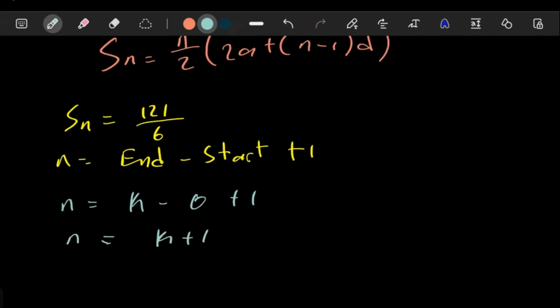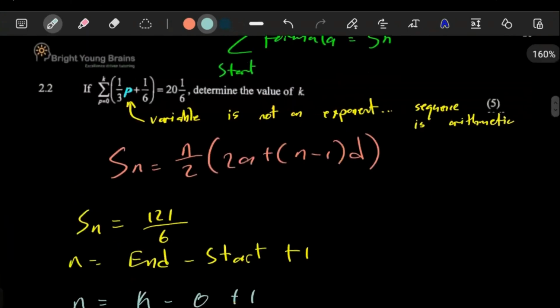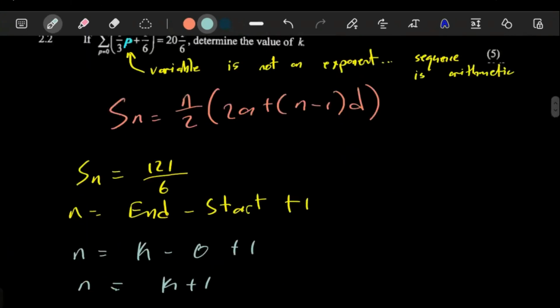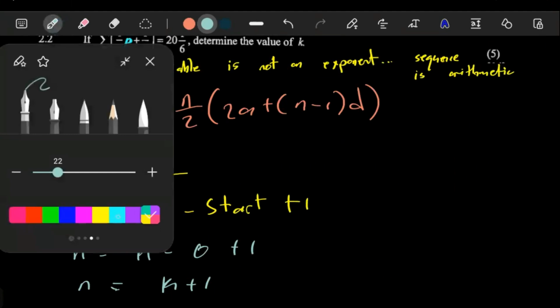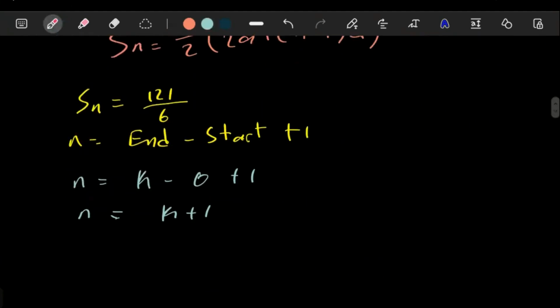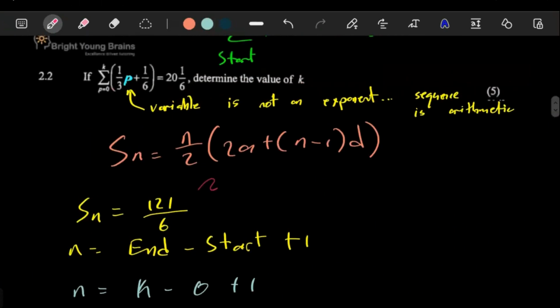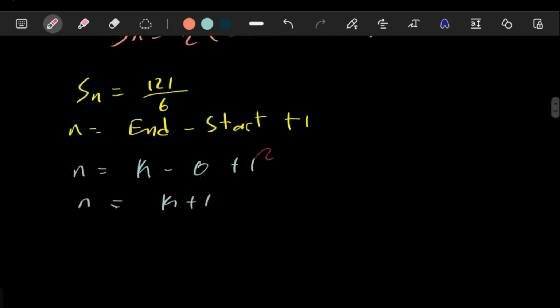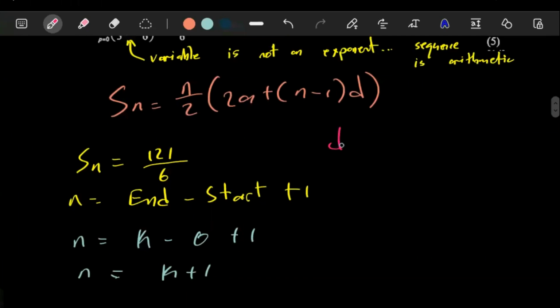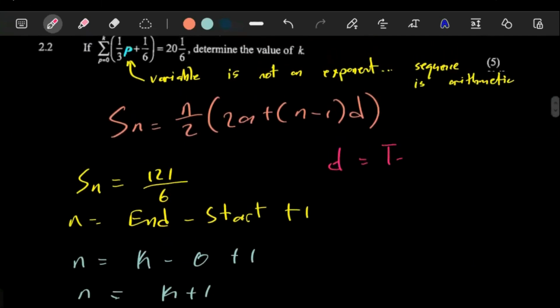Interesting. So this is very important. All this being said, we need to now get a value of d. So to get a value of d, you may want to work out the first two terms. Remember, d is equal to t2 minus t1.